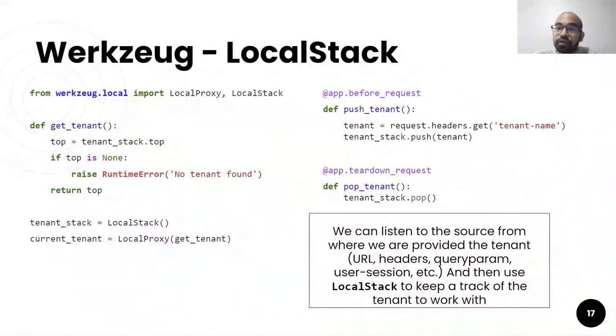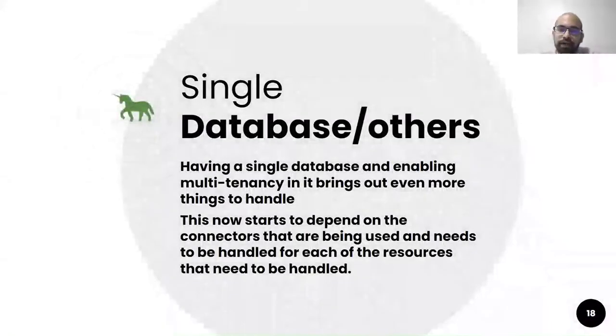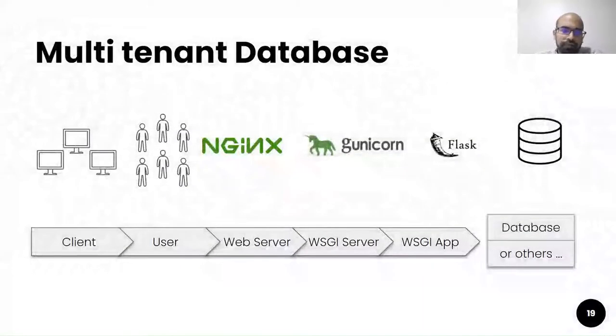Now, we've spoken about every layer, right? We've spoken about clients, user, web servers, WSGI server, and the WSGI application. But you could also handle each of your resources with multi-tenancy. Now, databases themselves are quite easy. You could actually have different databases themselves for your different tenants.